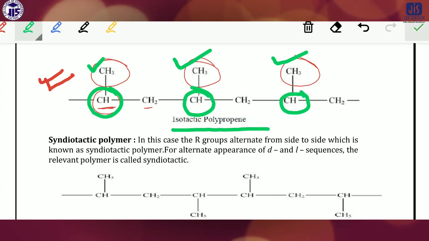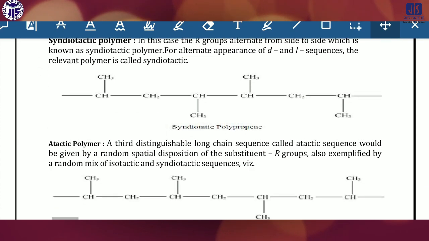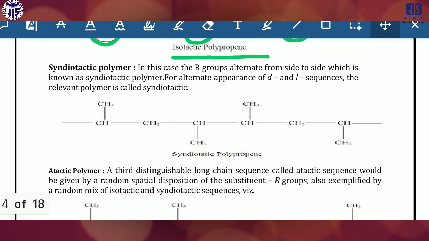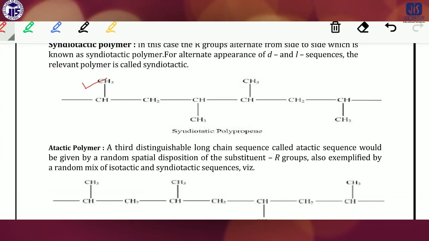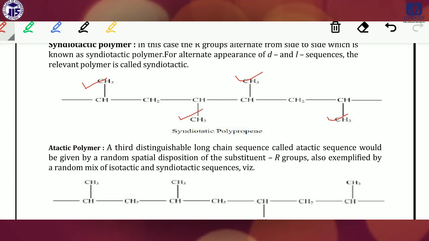If the groups are present on the opposite side, look here, then it is called the syndiotactic polymer, but it should be in an alternating manner. Alternating manner means if one methyl group is present on one side of the carbon chain, then the next methyl group will be present on the other side of the chiral carbon, in an alternating way. So this is called the syndiotactic polymer.